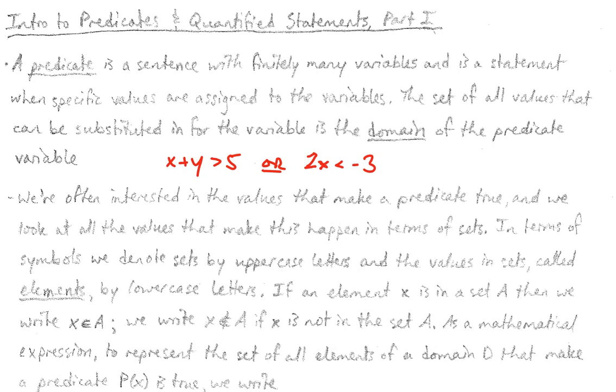If we look at this first sample here, based on the values of x and y that we have, it may be true or it may not be true. If x was 4 and y was 5, then yes, this is going to be true. If x is 0 and y is 3, then this is not true.